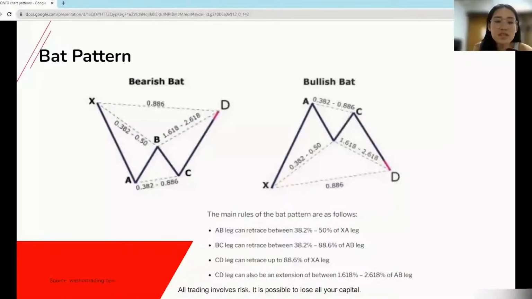Okay, it doesn't make sense now that you are just looking at the shape. It just looks like a bunch of numbers. But when you actually try using Fibonacci levels to distinguish the different patterns, it would make more sense then. Okay, and then for the bullish, of course, it's just the opposite of your bearish.